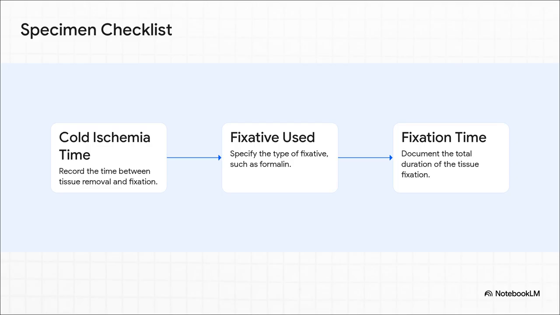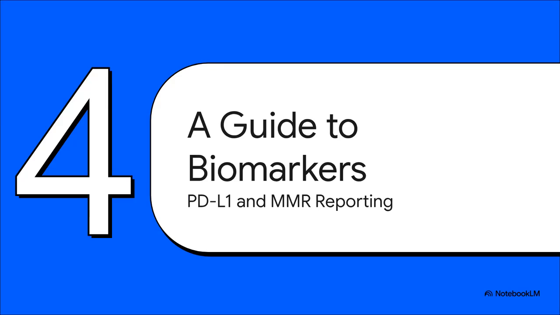So why do we care so much about this? Because every single one of these things can totally change how the IHC stain looks. Get them wrong, and your stain might not be reliable. It's that simple. Okay, now for the main event. The biomarkers themselves. This is where the template really shines, especially with the complicated ones. We're going to walk through 2 big ones that you'll see all the time, PDL1 and the mismatch repair proteins.